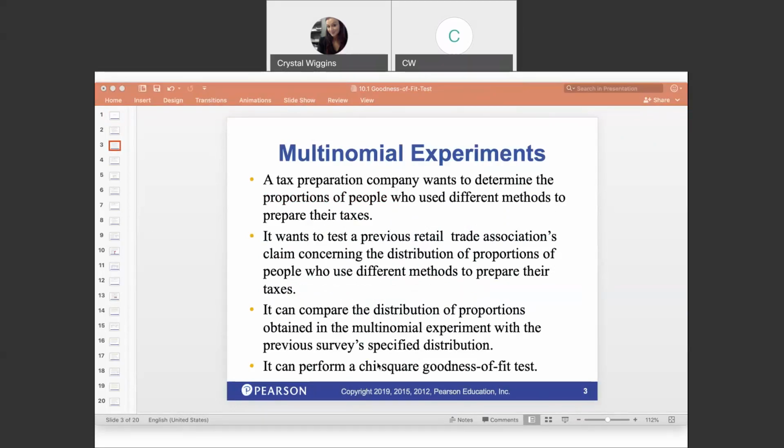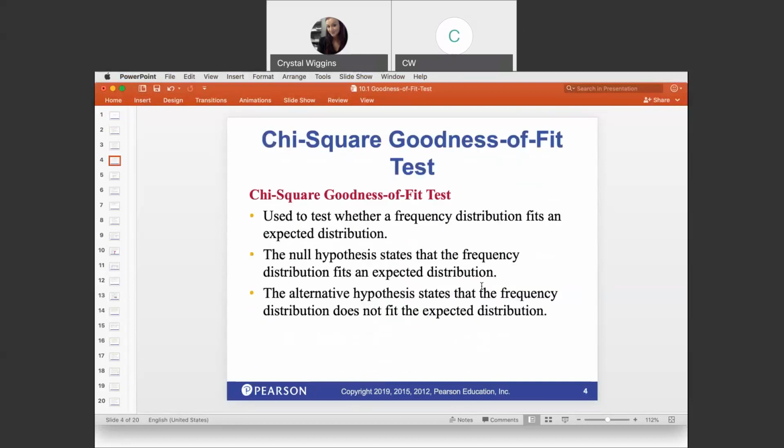Now, this looks like it's spelled "chi" and should be pronounced that way, but that's a mispronunciation of the word. It is chi-square goodness of fit. So chi-square goodness of fit is used to test whether a frequency distribution fits an expected distribution. The null hypothesis states that the frequency distribution fits an expected distribution. And the alternative is going to state the opposite, that it does not fit the expected distribution.